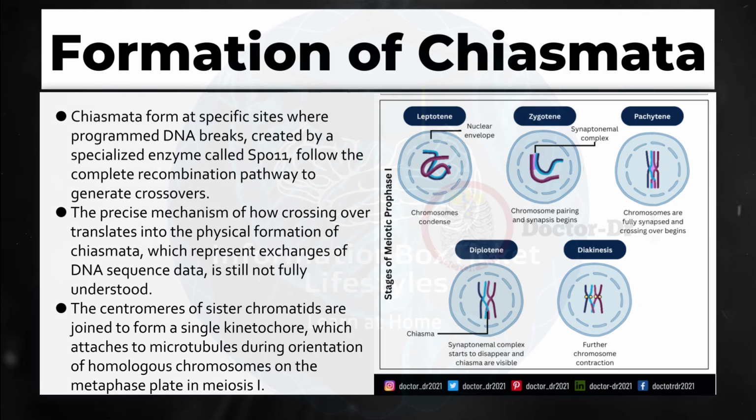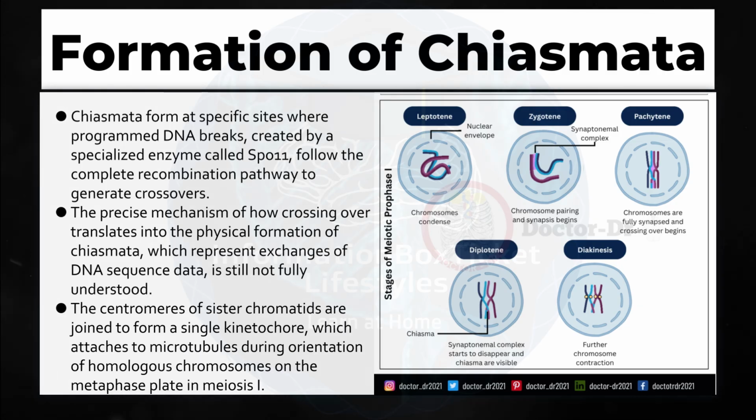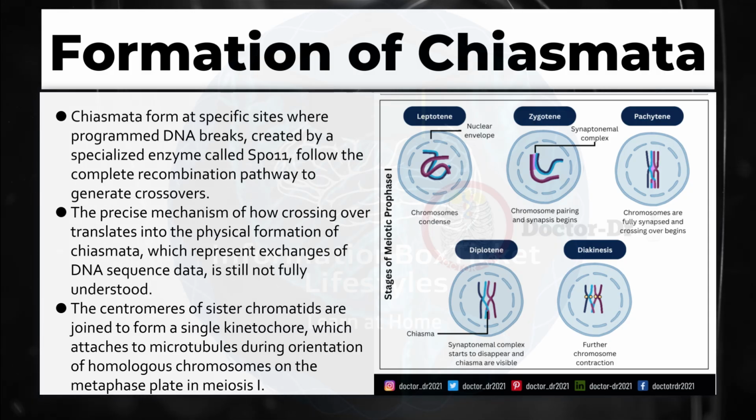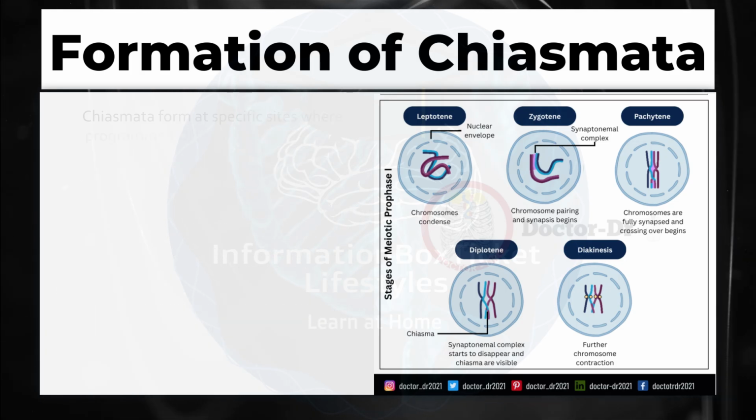The centromeres of sister chromatids are joined to form a single kinetochore, which attaches to microtubules during orientation of homologous chromosomes on the metaphase plate in meiosis I.